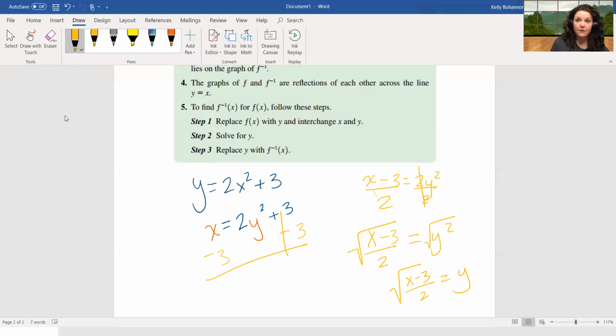Now, in order to make it a function, I would have to use just 1. This is technically positive and negative when you take a square root, but just 1 would leave me a function. All right, that was just to remind you about how to do an inverse.